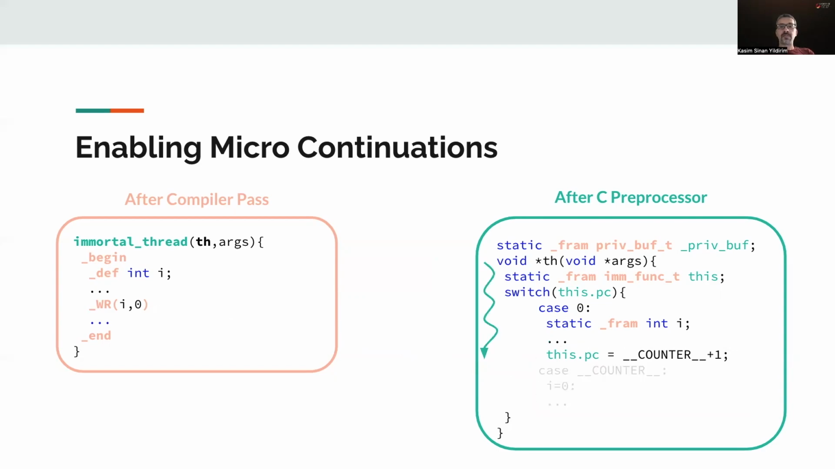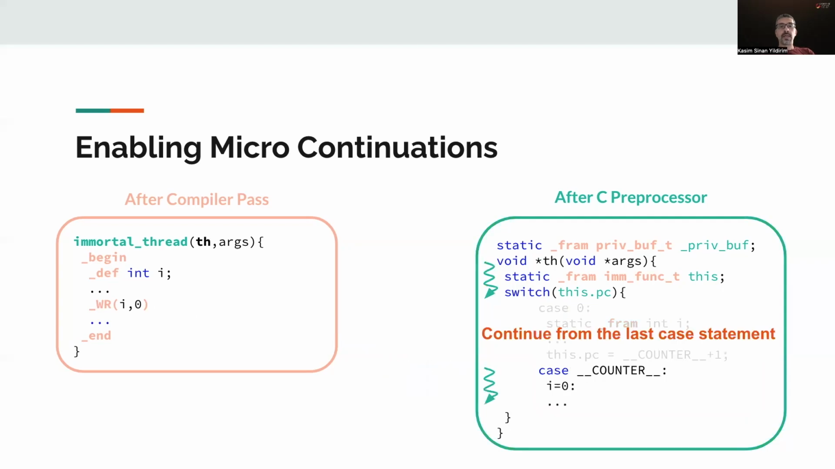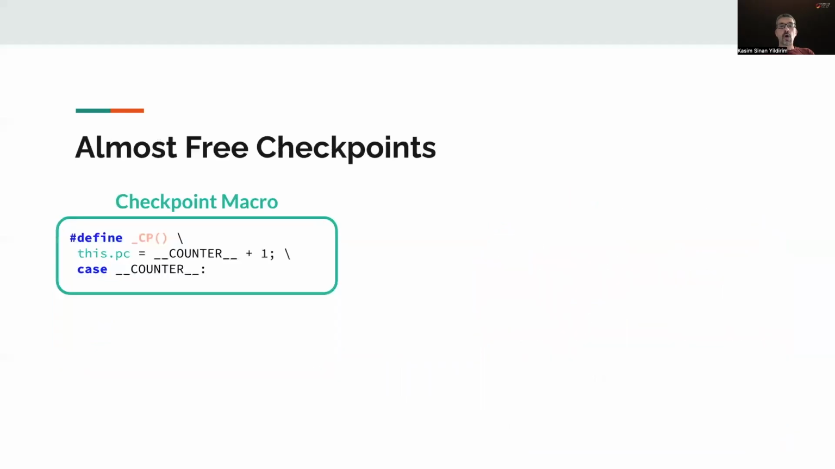After these transformations, if the thread starts running and it fails due to a power failure, and when the thread restarts again, the execution will continue from the case statement of the last checkpoint. Almost free checkpoints are enabled by three macros.